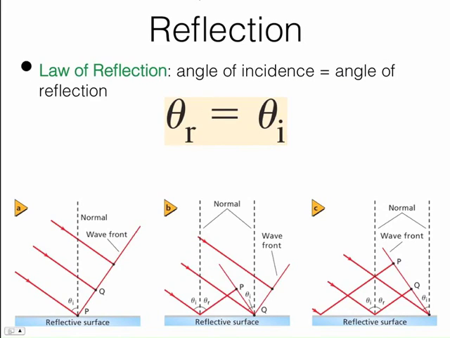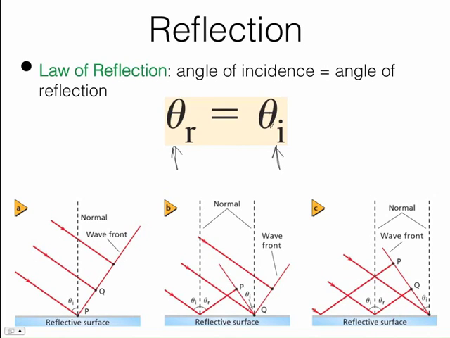In this video, we're going to talk about reflection. The law of reflection, we've already talked about it, and I always say that if I make you write it down twice or I talk about it twice, that's obviously because it's really important. So we're saying the angle of incidence is equal to the angle of reflection. So this is your angle of reflection, and this is your angle of incidence.